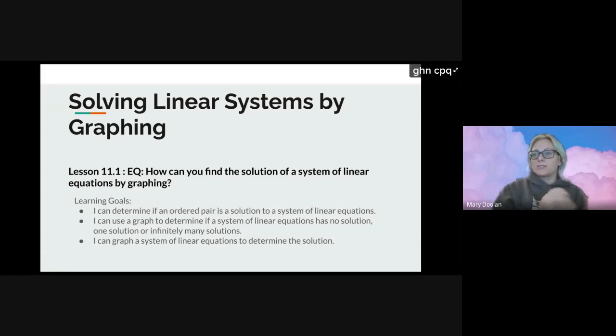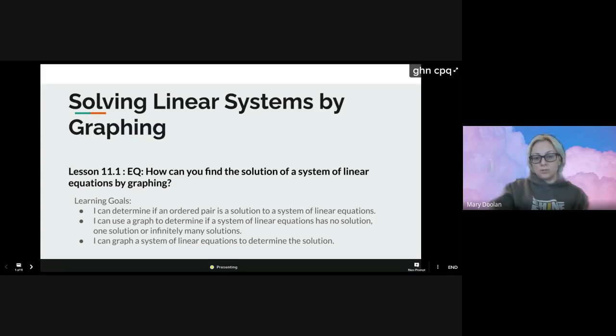Last one, I can graph a system of linear equations to determine the solution. Okay, so we are going to be graphing a system with 2 equations and looking to see what the solution is. Is there no solution? Is there one solution? Is there infinitely many? When there's one solution, we can actually determine what that is by an ordered pair, an x, y ordered pair.